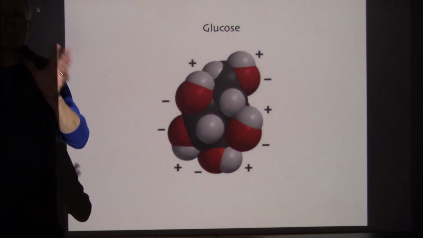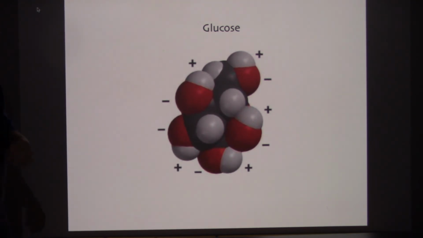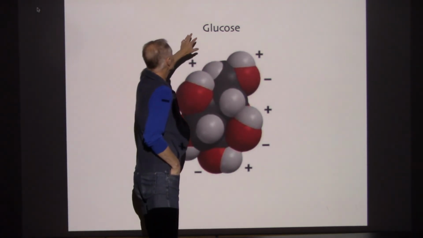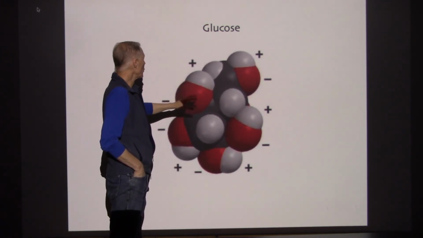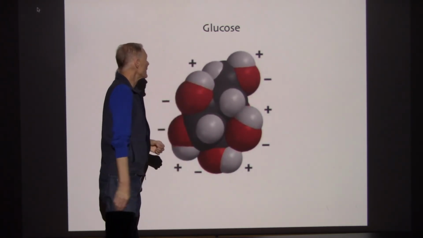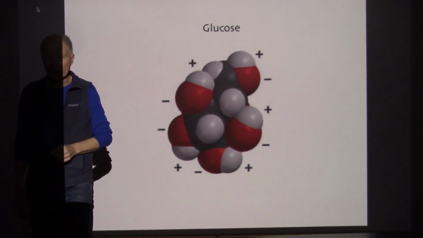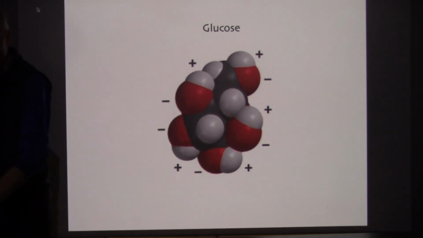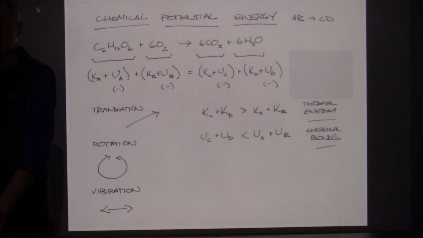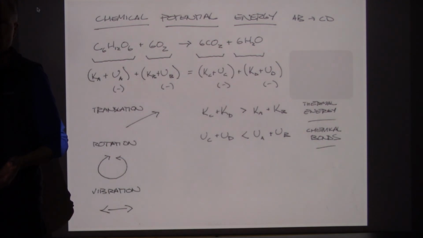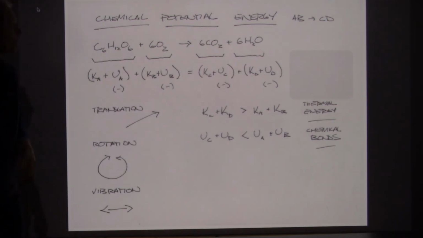All right, let's take a bigger molecule. One of my favorite molecules is glucose. And so here's a glucose molecule. How many chemical bonds do we have there? A lot. And it's got a bunch of positive and negative regions to show where all the OHs are. Anyway, what is chemical potential energy? Chemical potential energy is just electric potential energy.